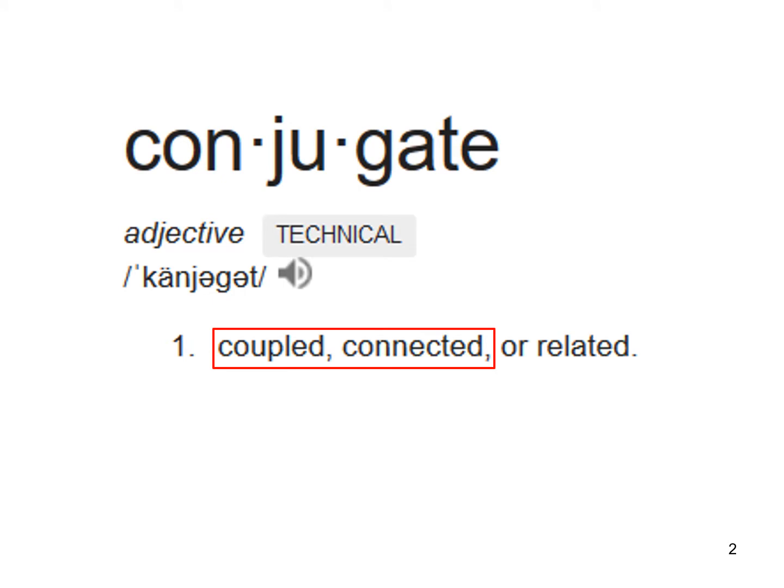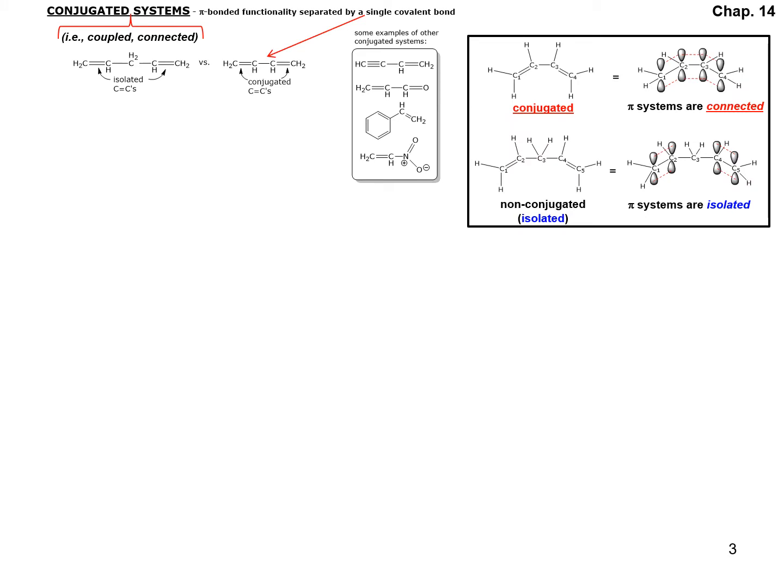The word conjugated means coupled or connected, and in the context of chemistry, the things that are connected are pi systems, such as double bonds, triple bonds, and benzene rings. Conjugated systems have pi bond functionality separated by a single covalent bond. As you can see here, you have two carbon-carbon double bonds in this diene separated by a single bond. Here are some examples of other conjugated systems that include structural features other than carbon-carbon double bonds that have pi bonds in them.